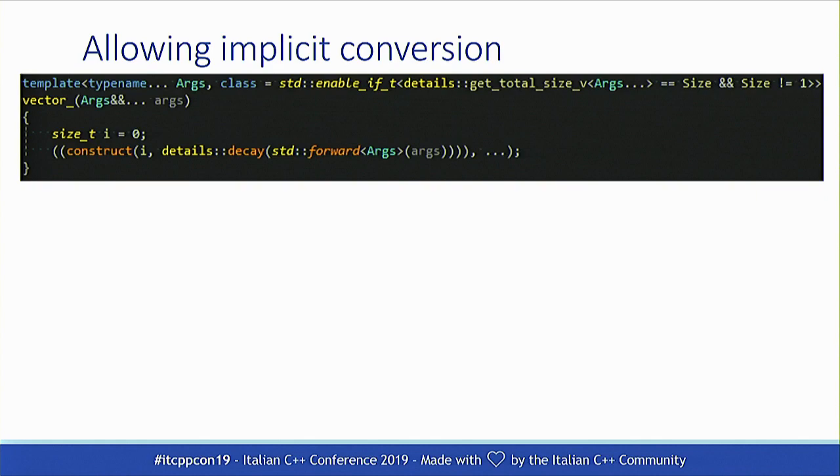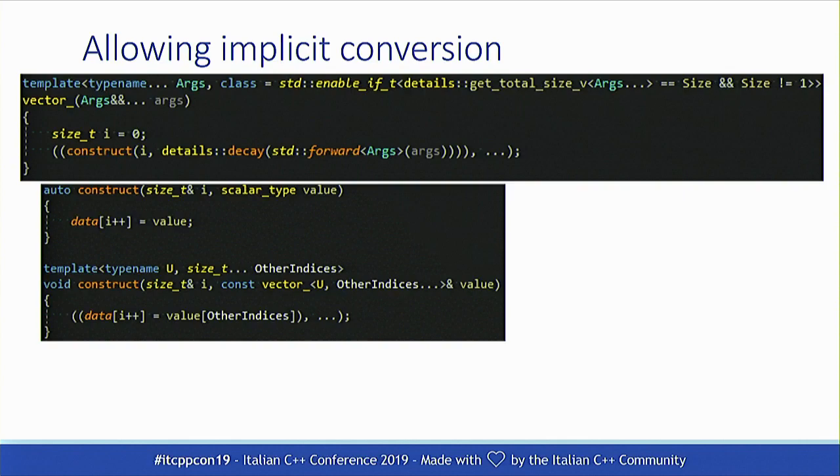That constructor is enabled only if the total size of the arguments matches the size of the vector. And then we need an inner construct function that takes an index and uses all the size of the arguments that we pass to fill the size of our vector. Here again, we are using fold expressions. How does construct work? It's quite simple. If it's a scalar value, we just set it to the index and go to the next index. If it's a vector, we unroll the vector and apply to our indexes. Note that since we have the decay step in the constructor, we, again, don't have to care about swizzlers at this lower level.